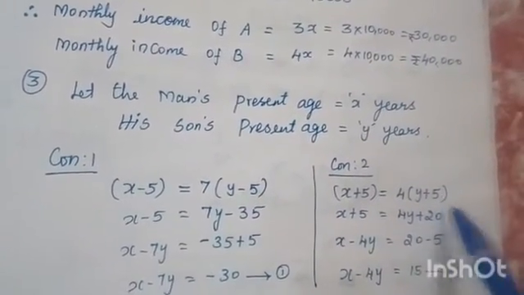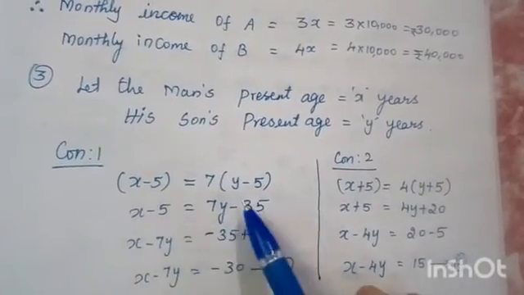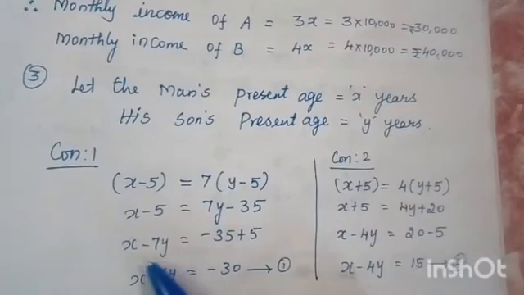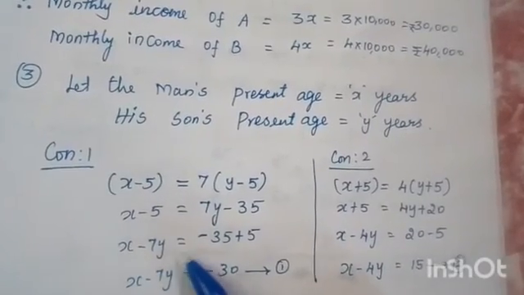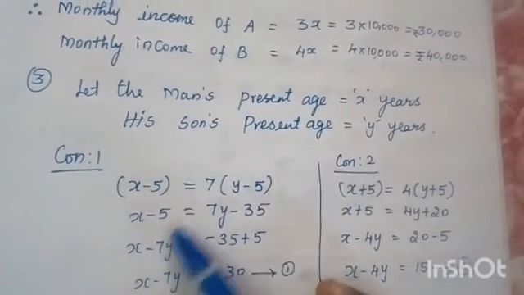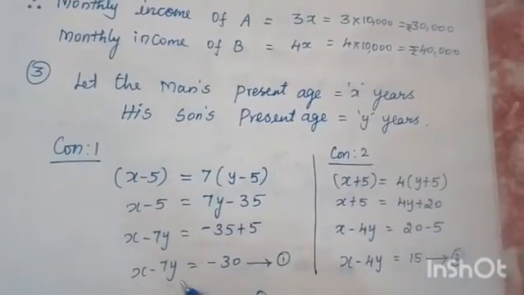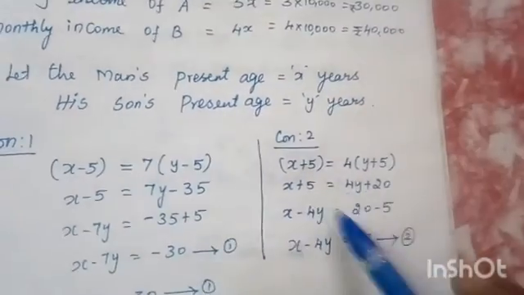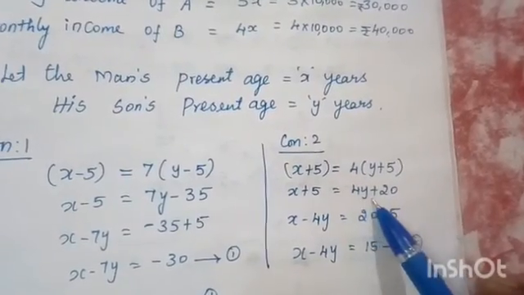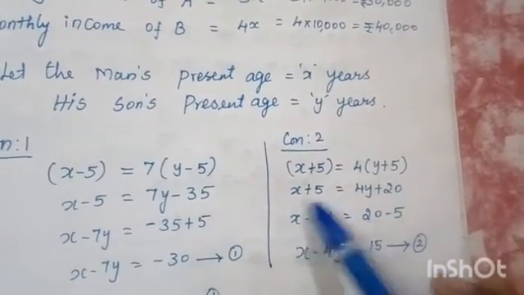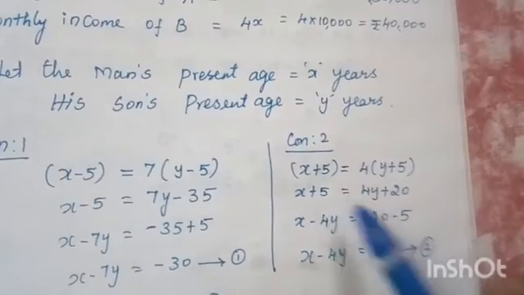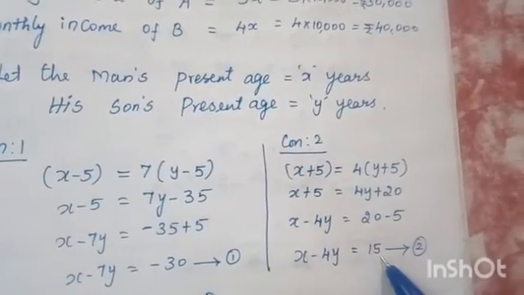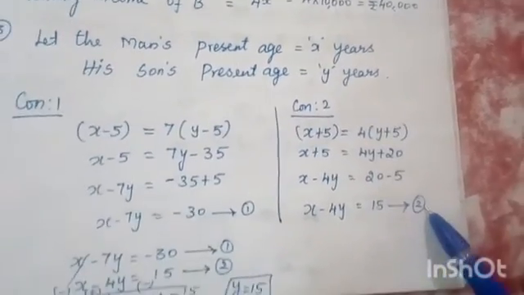Now simplify: x minus 5 equals 7y minus 35. Arranging the variables on one side, x minus 7y equal to minus 35. The 5 becomes plus 5, so x minus 7y equal to minus 30. Call it equation number 1. Now simplify the other: x plus 5 equal to 4y plus 20. So x minus 4y equal to 20 minus 5, this 5 moves to this side. So x minus 4y equal to 15. Equation number 2.